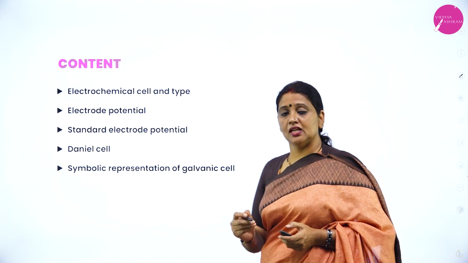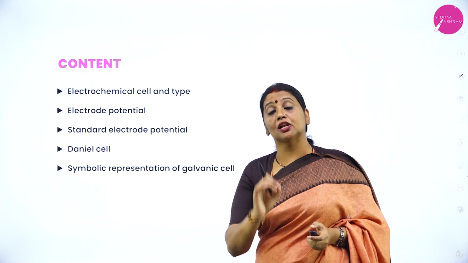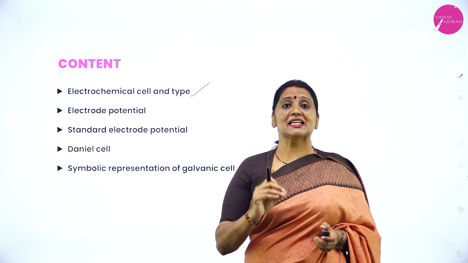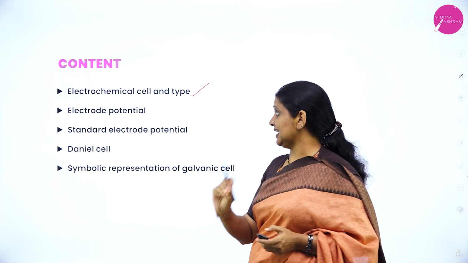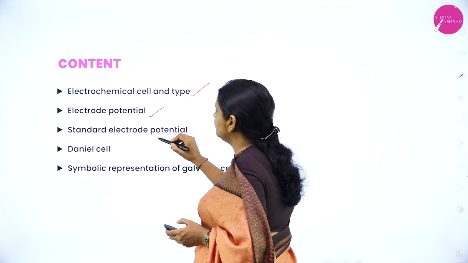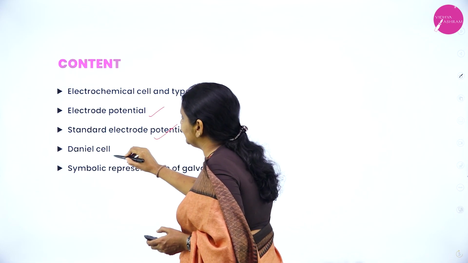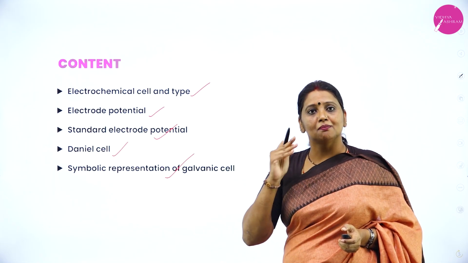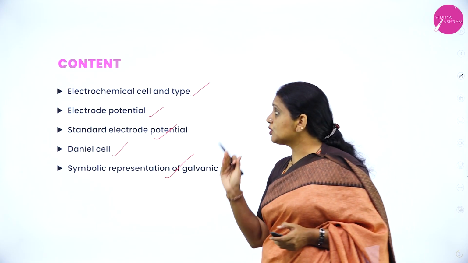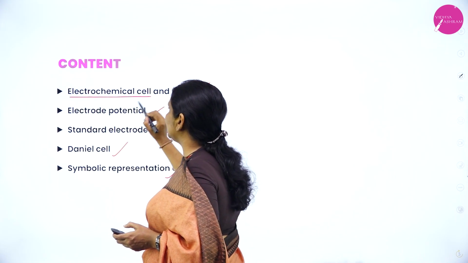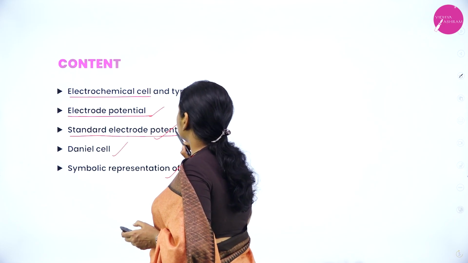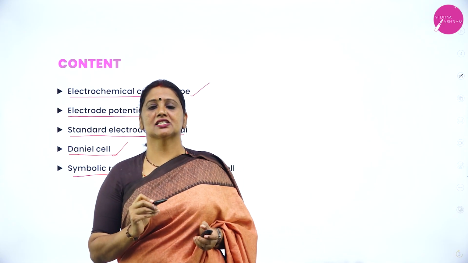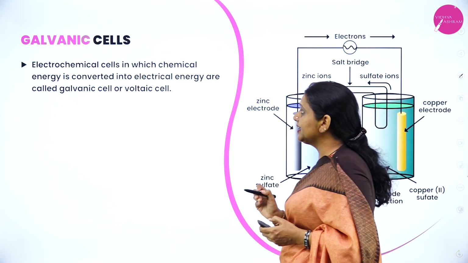In the previous session, I discussed about electrolytic cell. In this session, I am going to discuss about electrochemical cell, electrode potential, standard electrode potential, Daniell cell, symbolic representation of galvanic cell. Symbolic representation of what? Galvanic cell.